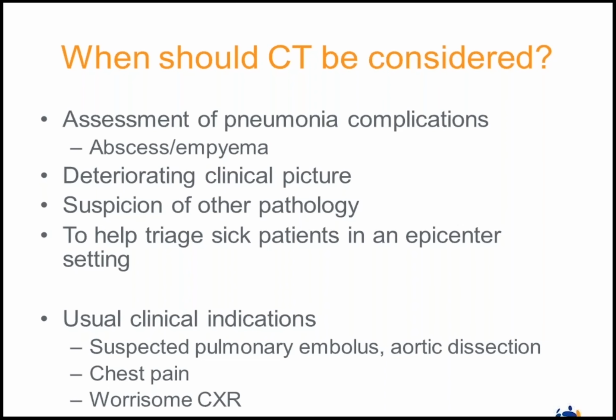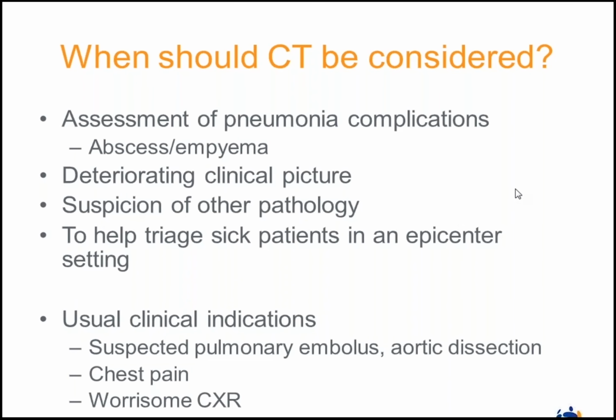To help triage sick people in an epicenter setting, and again, I stress that this is if you have a really high pretest probability and people are unwell, then you're not so much triaging for infection, you're really triaging to find the patients who are really unwell. And then, of course, for the usual clinical indications that we would consider CT. So if you think someone's had a pulmonary embolus, if you're worried about aortic dissection, if the chest x-ray is really worrisome, you think that there's a large mass or a cavitating lesion, these are all reasons to proceed to CT in people who are unwell.